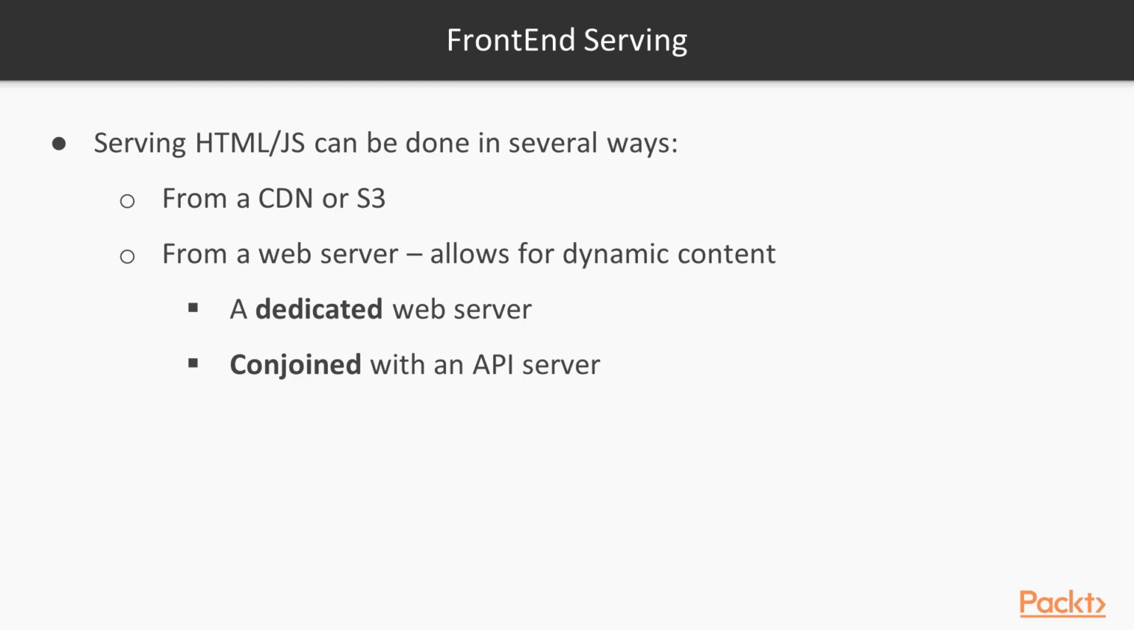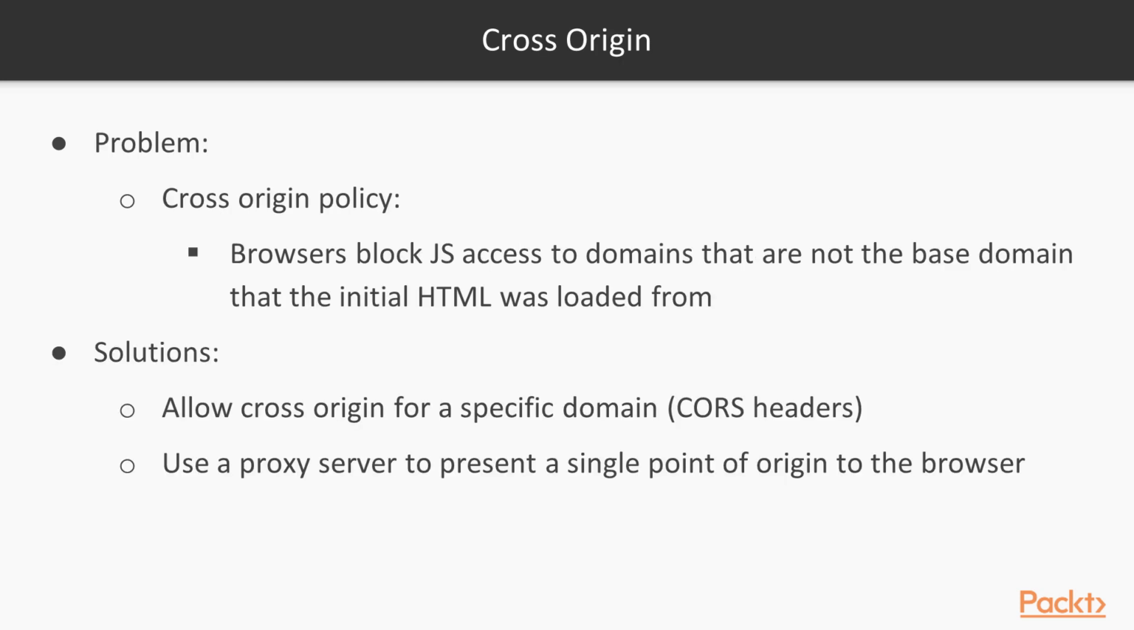There is a security feature in browsers, the same origin policy, which blocks JavaScript requests from accessing domains different from the original domain, which is where the HTML came from. One solution is using an HTTP header called CORS, cross-origin resource sharing. A server can send this header to allow sharing its content with other domains.